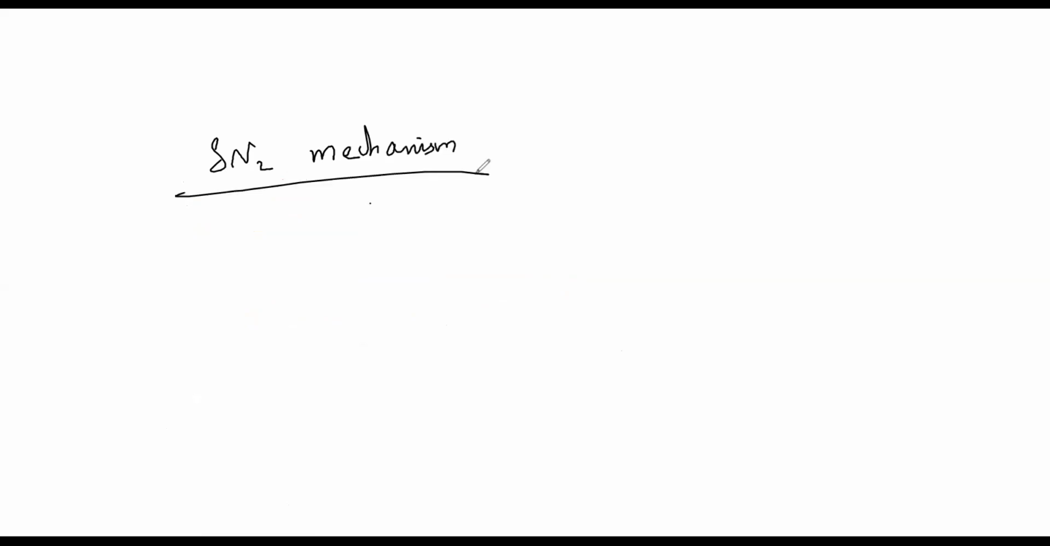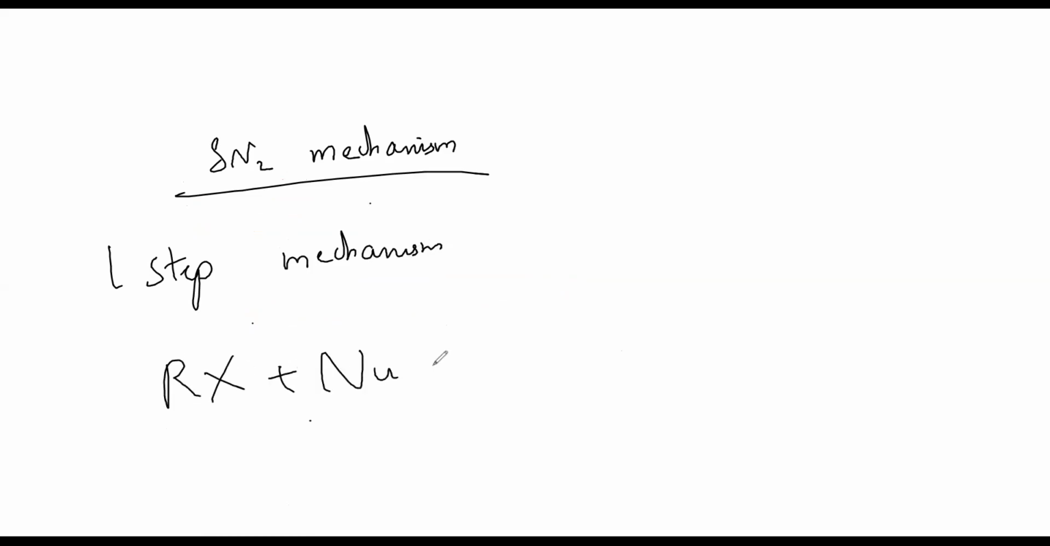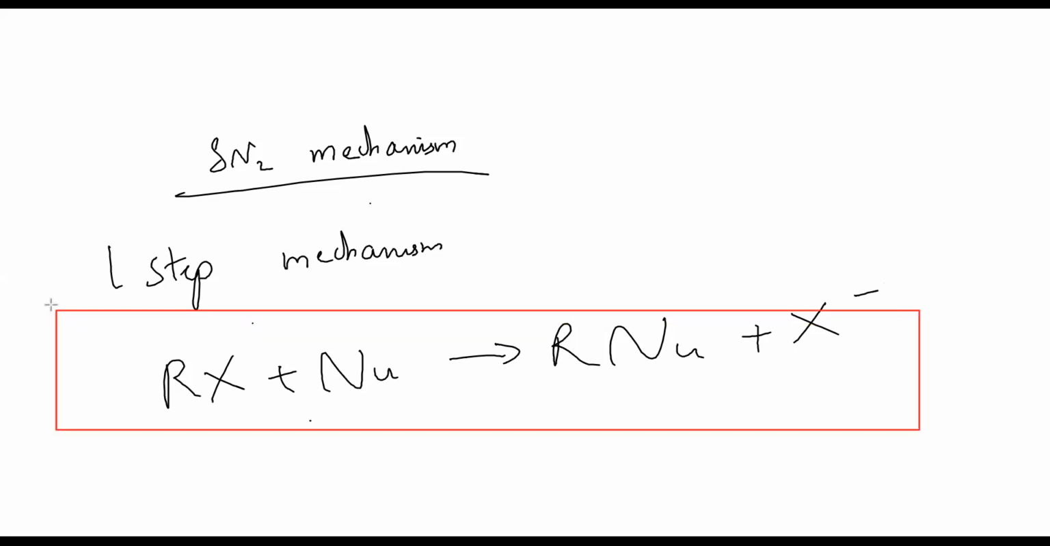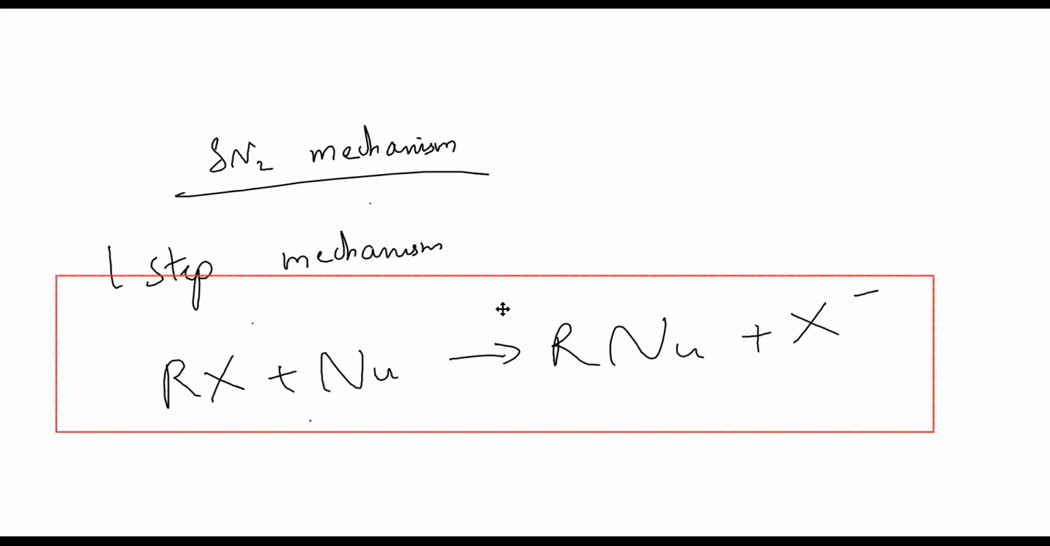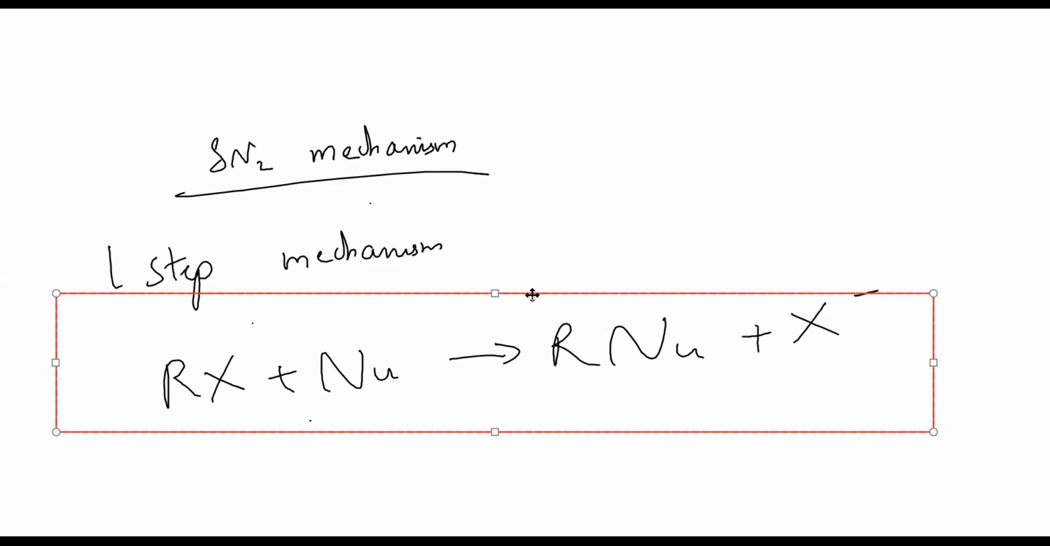Okay. So it is a one-step mechanism. SN1 was two-step. This is a one-step mechanism. So directly what happens to the RX? The nucleophile will attack it, to give me what? RNu plus X minus. This is my SN2 mechanism. X minus is here, okay?